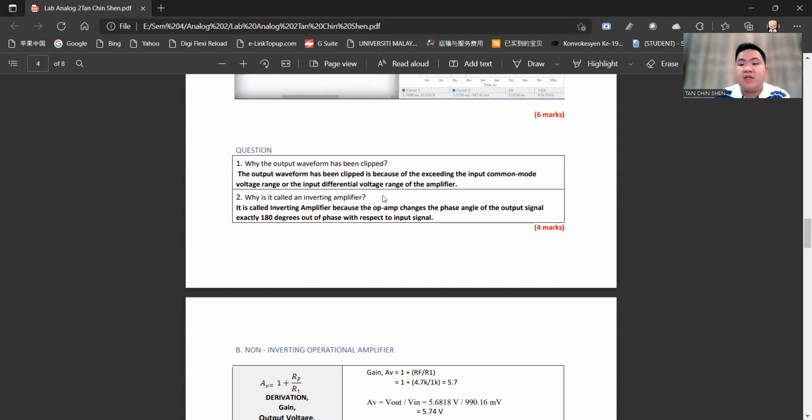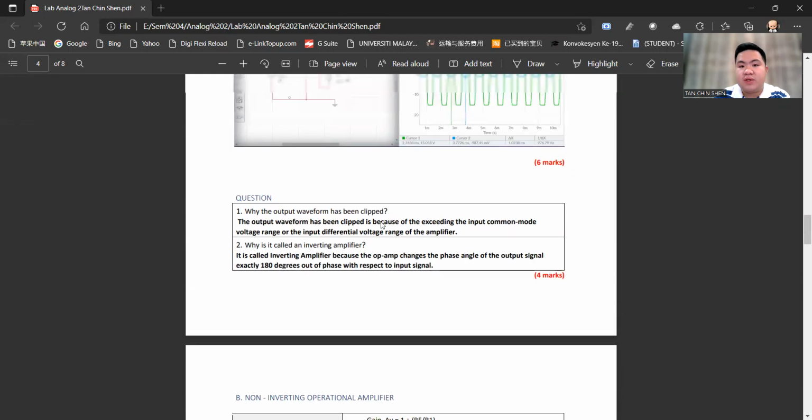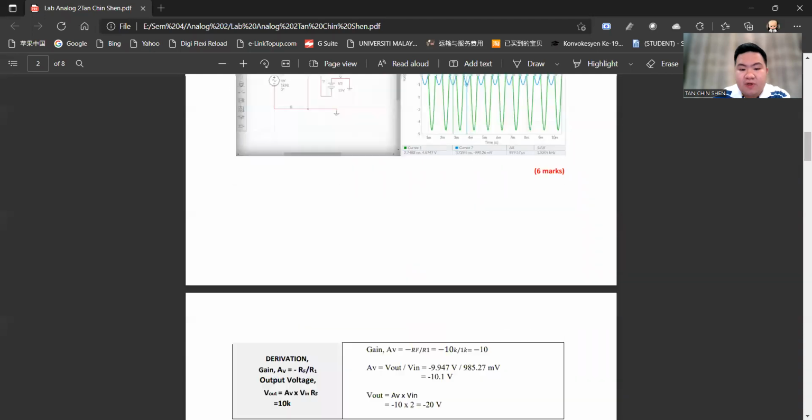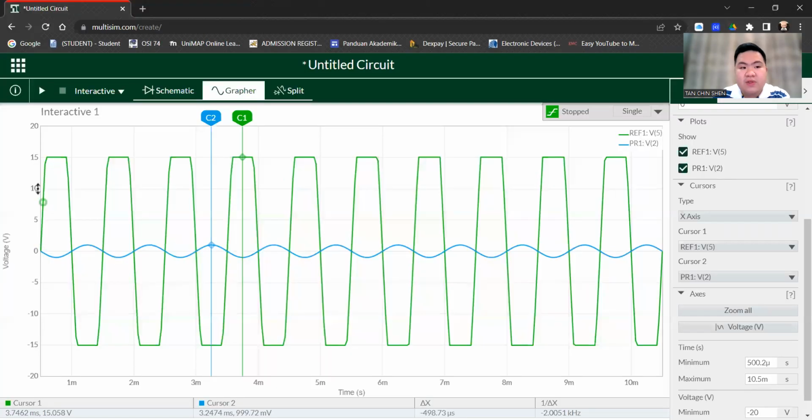Why is it called an inverting amplifier? It is called an inverting amplifier because the OPM changes the phase angle of the output signal exactly 180 degrees out of phase with respect to the input signal. This means the output waveform is out of phase, changed by 180 degrees. For V out, it goes from the x-axis 0 up and down, but for the voltage input it will be opposite. It starts from down, then slowly goes up and increases and decreases. So they are different. One is out of phase and one is in phase.